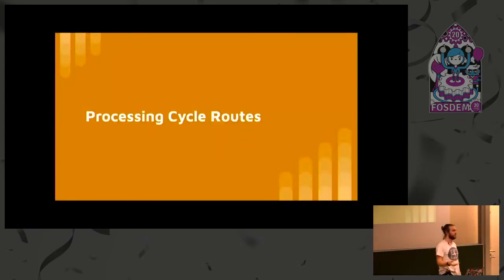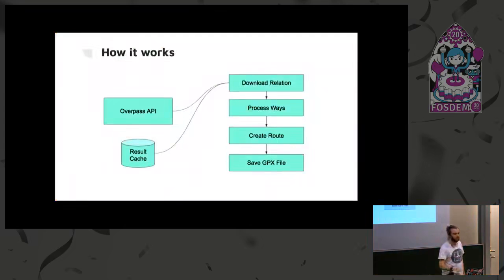So that was a little bit of an overview of what the data is stored in OpenStreetMap. I'll now talk about how we can process that data and try and result in a cycle route that you can then follow on one of your mobile devices. So as a very basic overview to the tool, it uses the OverpassAPI, which is an excellent way to query OpenStreetMap data. And then you don't have to download any big binary files.